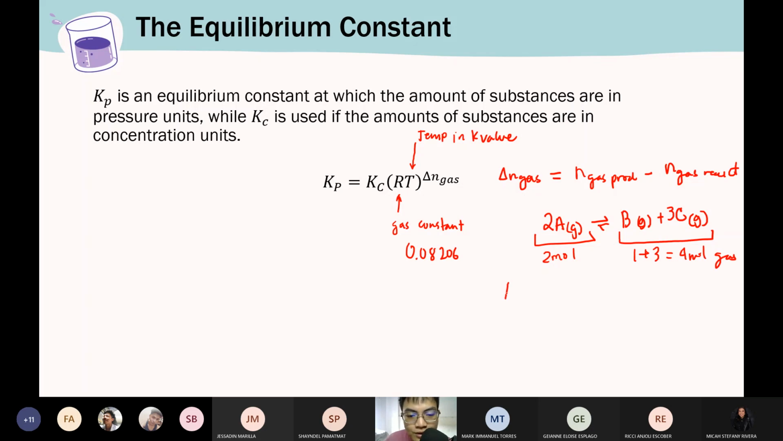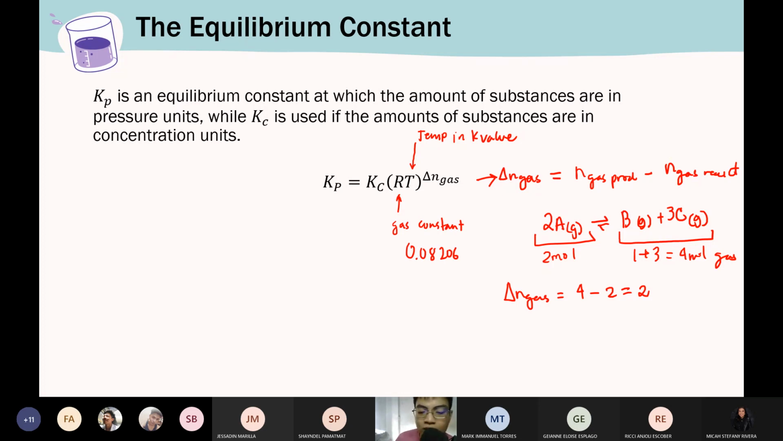Okay? So, your delta N gas will be equal to the gas product minus the gas reactant. So, 2 siya. Okay? Again, dimensionless. Okay? So, that's how you get the delta N gas. No? So, that's the moles of gas in the product minus moles of gas in the reactant.